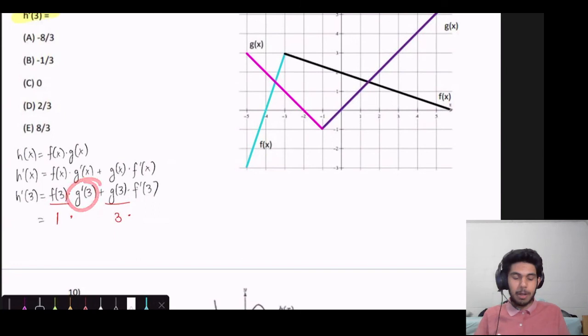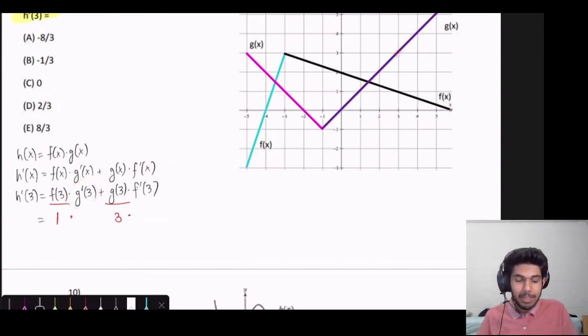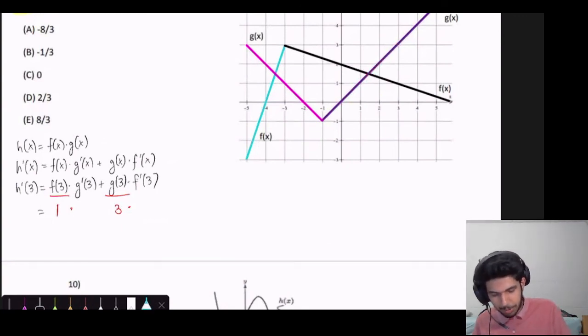Now we need to find g prime of 3. So we're somewhere here. g prime is the slope of the tangent line at x equals 3. Since this line is linear, that happens to be the tangent line. So we just need to find the slope of this g line, this purple line, not the pink one. So let's do that. We can take 2 points. We know 3, 3 is on the line. We can see that 0, 0 is on the line. So if we take the slope of that, slope is equal to 1. So g prime of 3 equals 1.